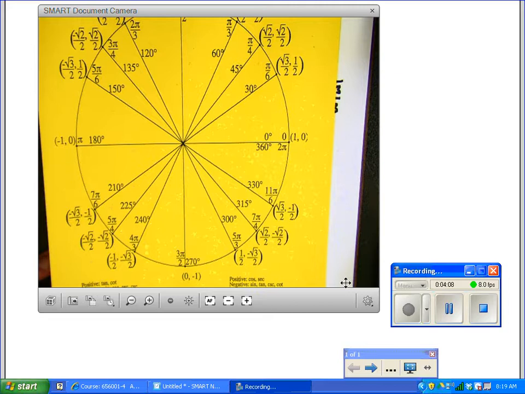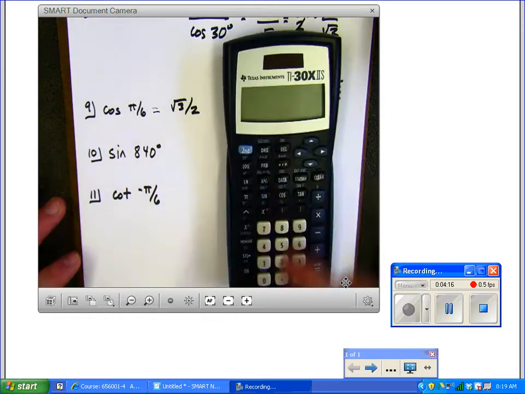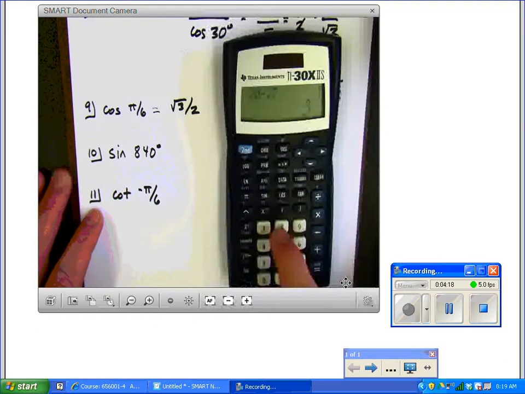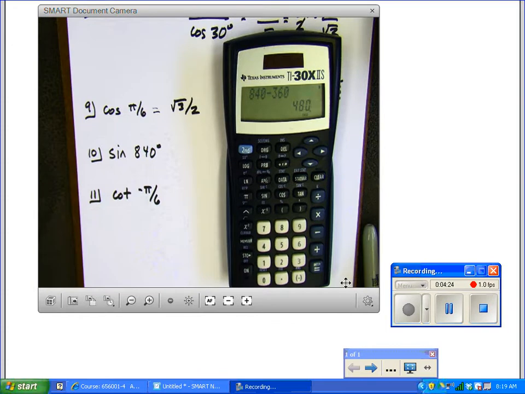So let me punch it in real quick. 840, subtract 360. That's still not in between 0 and 360. So let's subtract 360 again, and I think that's going to be enough here. Yeah, so 120 would fall in between 0 and 360. So this is going to be the same thing as the sine of 120 degrees.